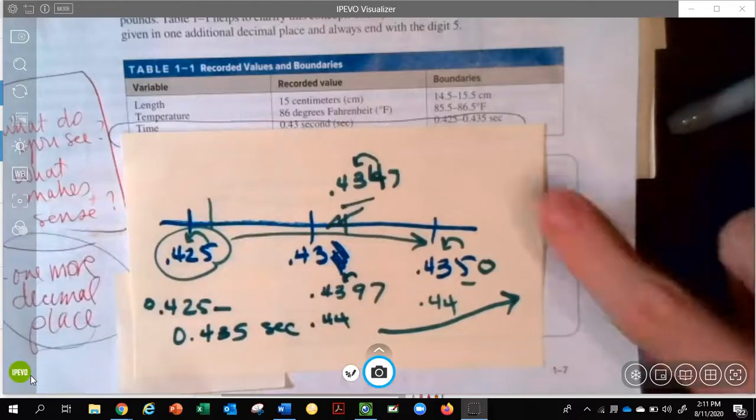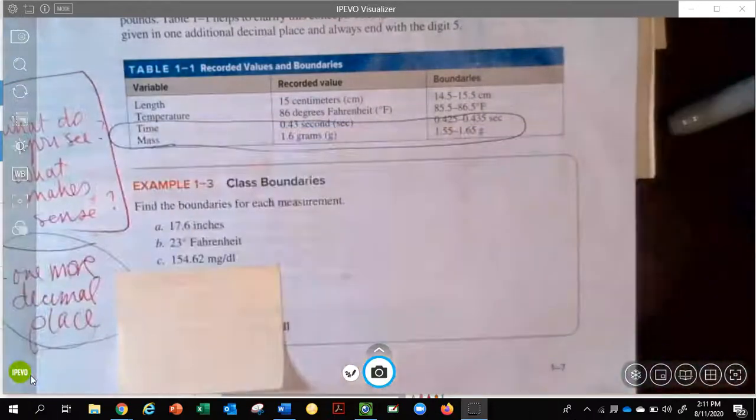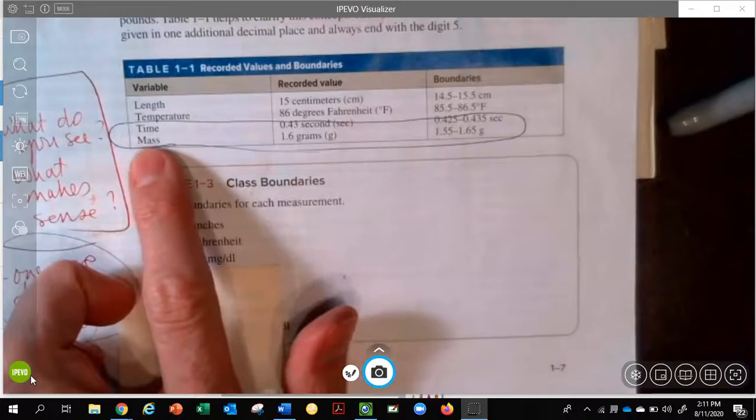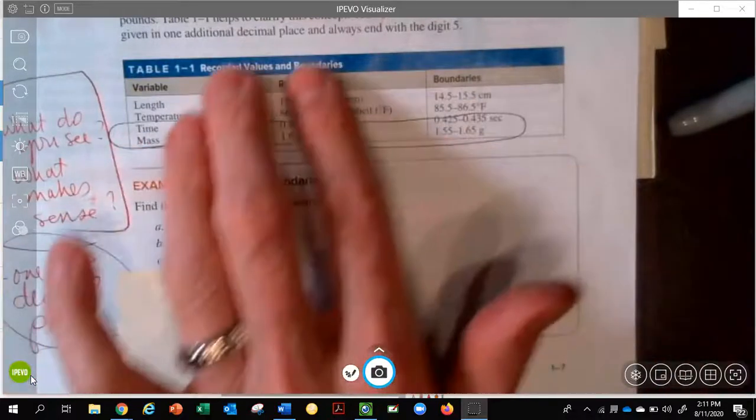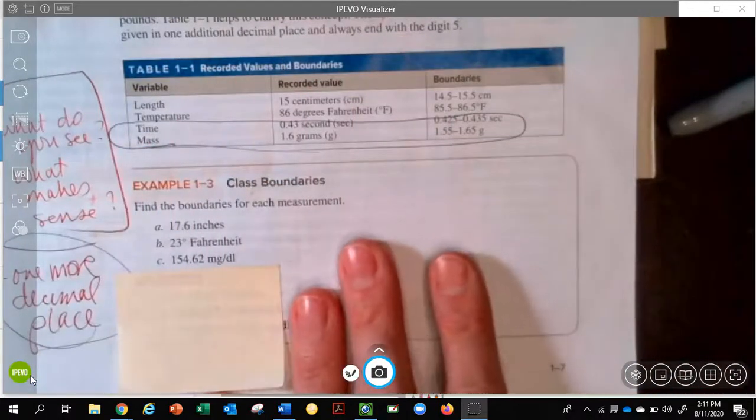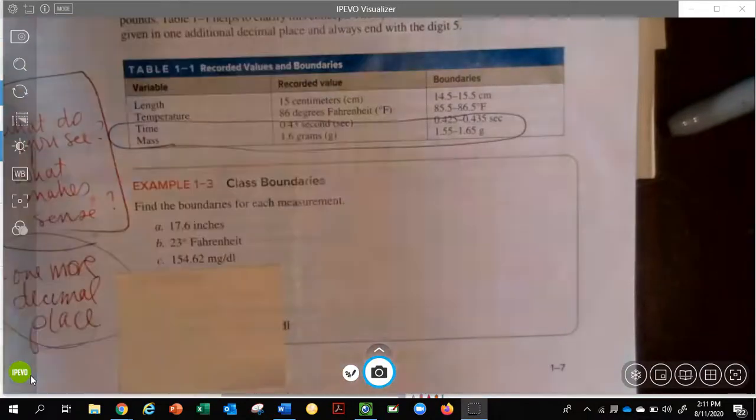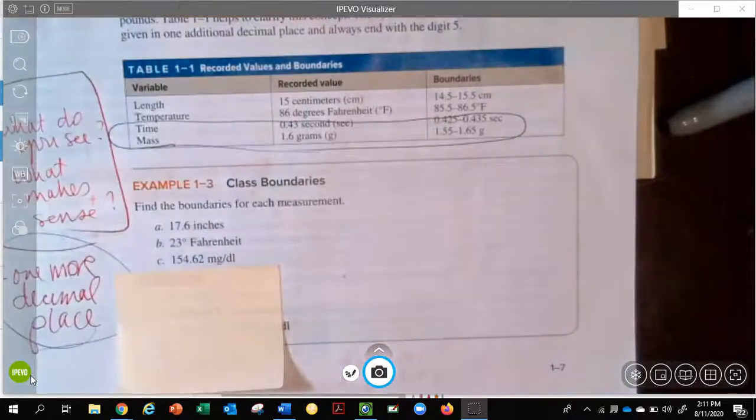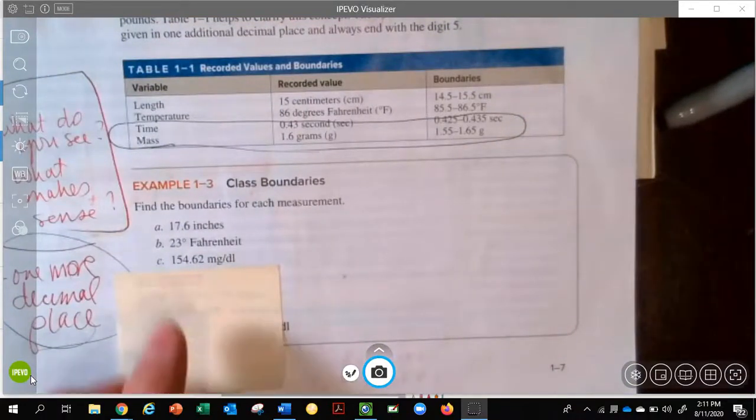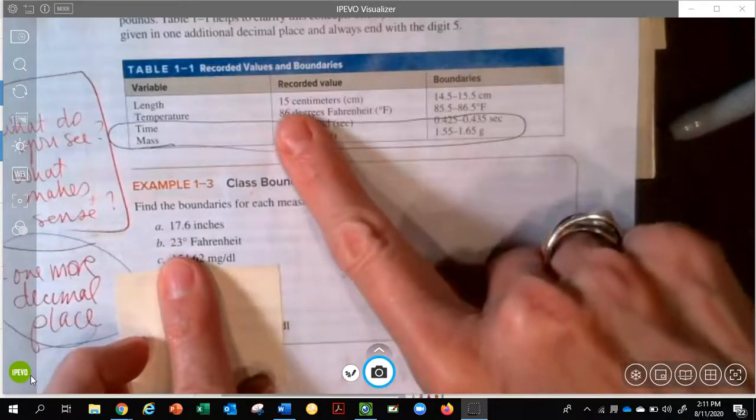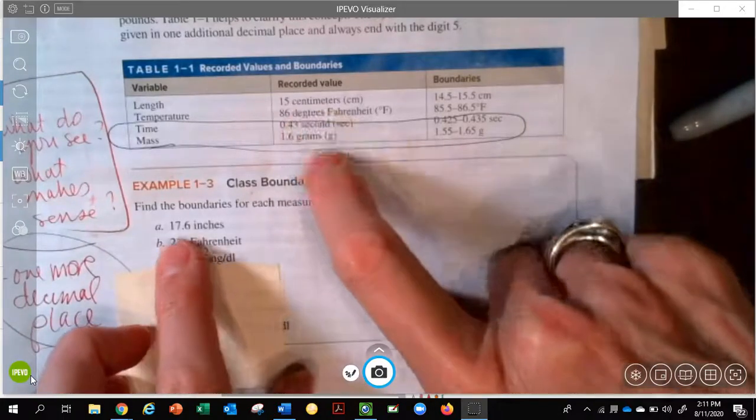You really need to look at the two that I didn't do. I didn't look at temperature, and I didn't look at mass. Those would be really two good ones to look at before you move on to the example, but I am going to move on to the example. So looking at the example, it says find the boundaries of each measurement. Well, this 23 is going to be like the 15, so we've already done one of those.